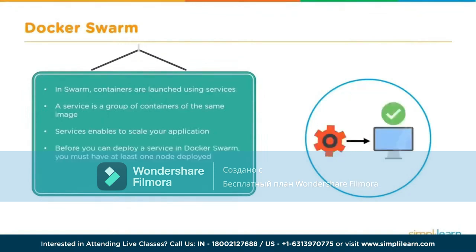One of the requirements for setting up a Docker Swarm is you must have at least one node deployed. So the way that the architecture is set up is that you have a manager node and a client node, and there must be one of each for the entire environment to be able to work effectively.